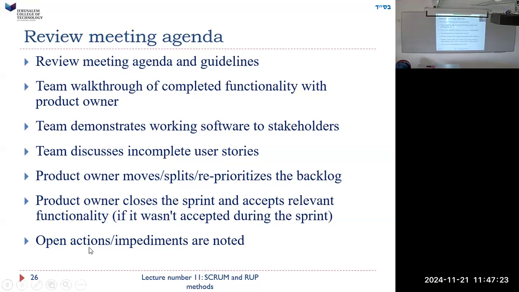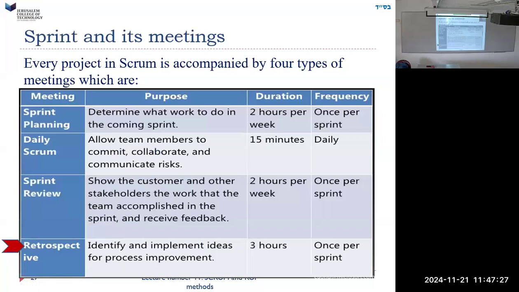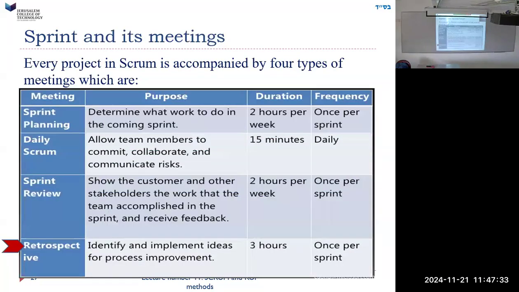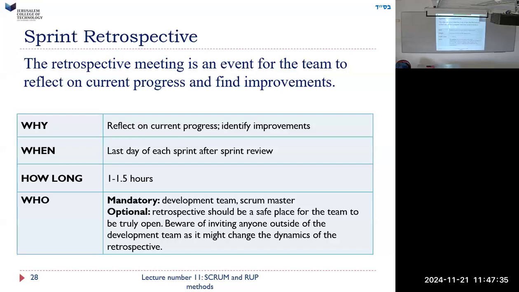I think what are open actions? Maybe things that haven't been completed. And now retrospective, identify and implement ideas for process improvement. So this is like, I guess you're evaluating the whole sprint thing itself. It's an event for the team to reflect on current progress and find improvements.